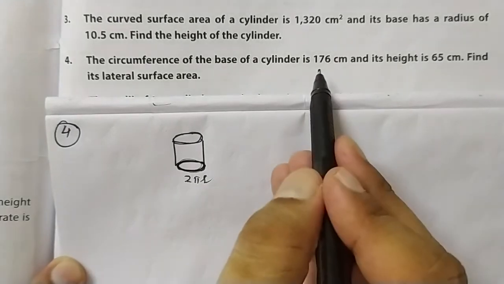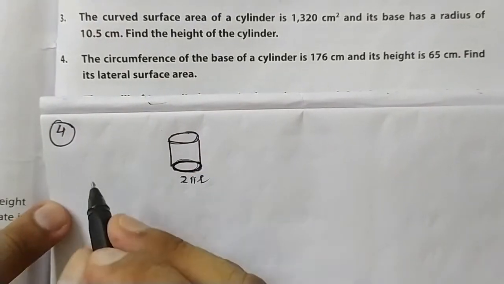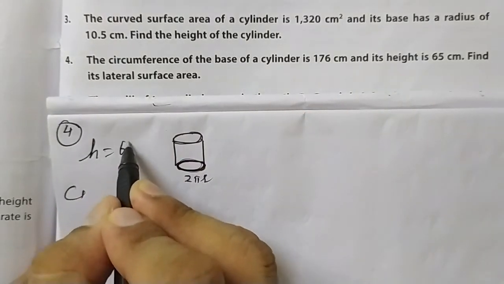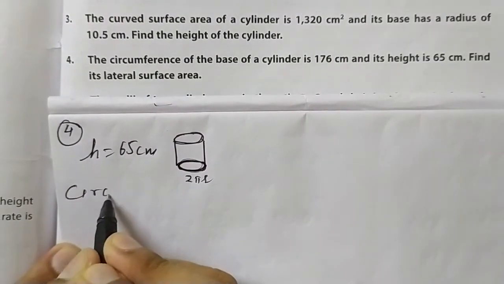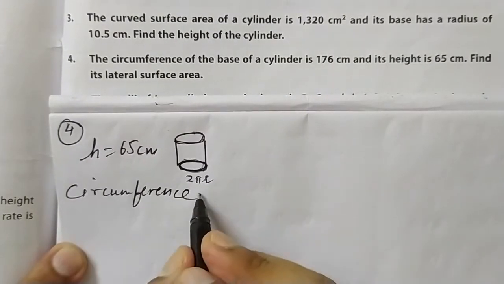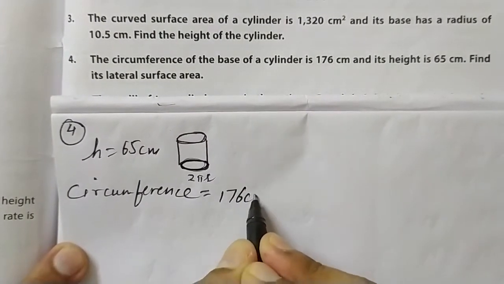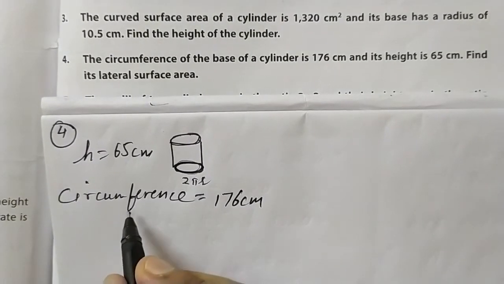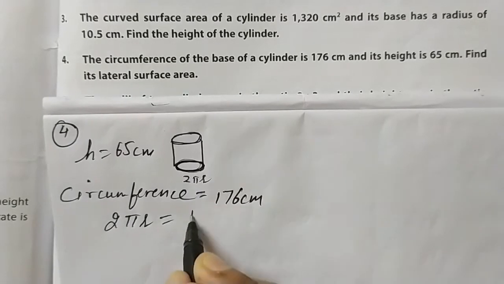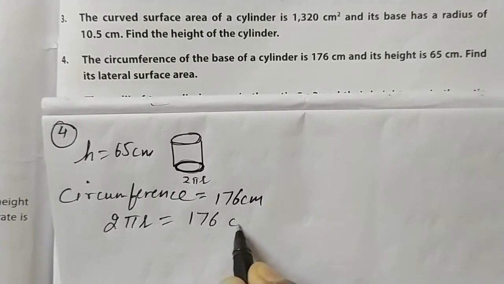So 2 pi r is given here, 176, right? Here height is given, 65 centimeter. Okay, circumference is given. This is 176 centimeter. Right, so formula for the circumference is 2 pi r. So 2 pi r is given 176 centimeter, right?